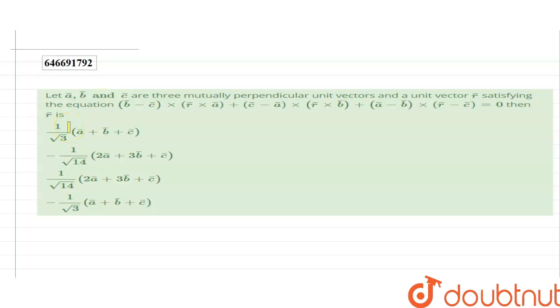Hi students, welcome to Doubtnut. Here we have to solve this problem. Let A, B and C be three mutually perpendicular unit vectors. Mutually perpendicular means all are perpendicular to each other: A dot B, B dot C, C dot A are zero. Unit vector means modulus is 1.